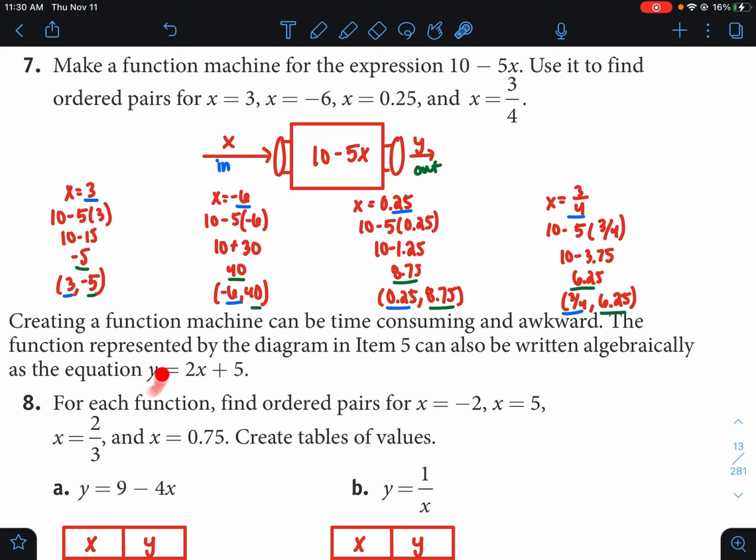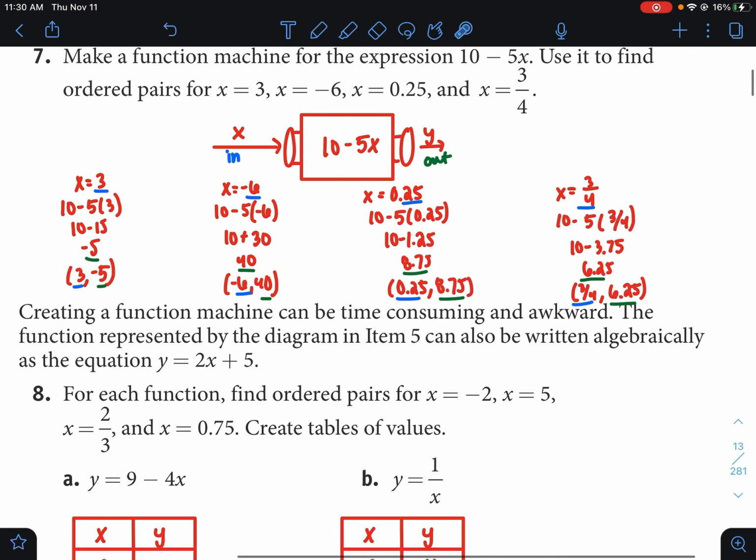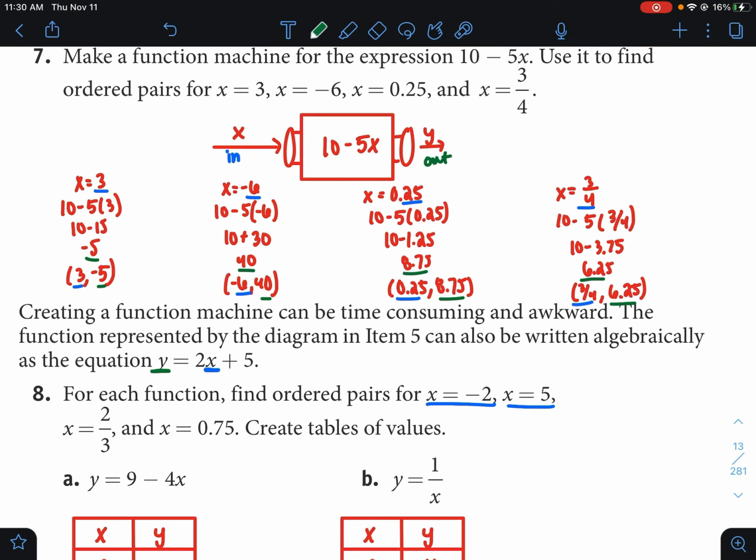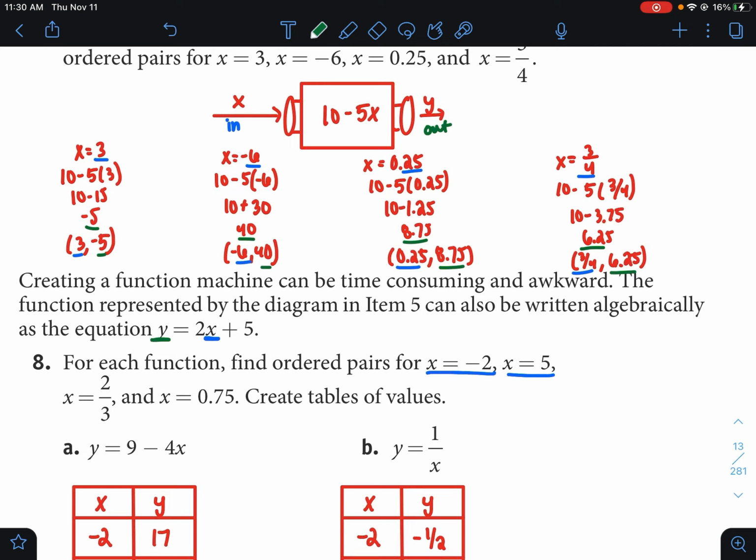So our output is equal to our function, okay? For each function, we are asked to find the ordered pairs. This, again, is still your input. I am inputting these into my function, and what I'm solving for is my output of y. We would do that for these, and we could also do that for the new ones. I'm inputting my x values and getting out my y values.